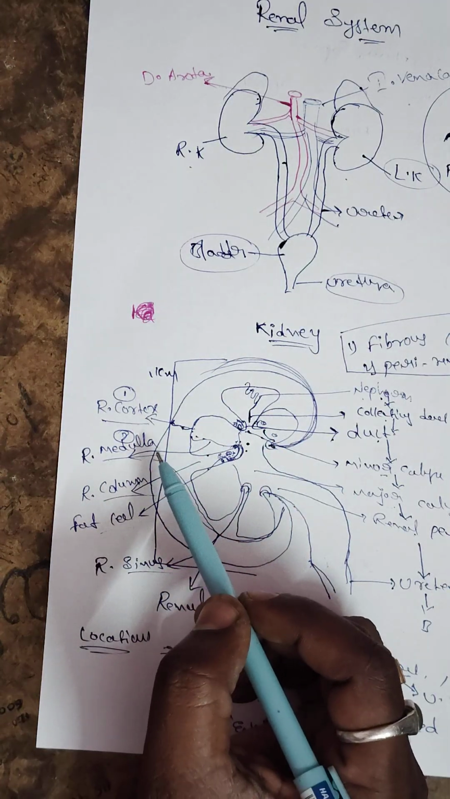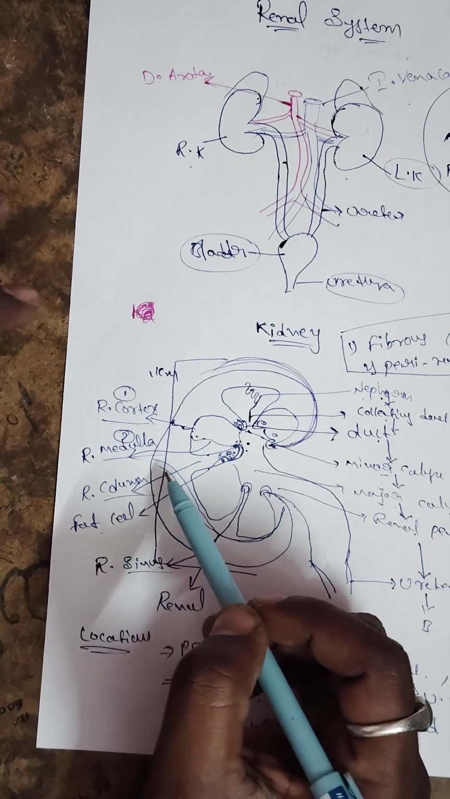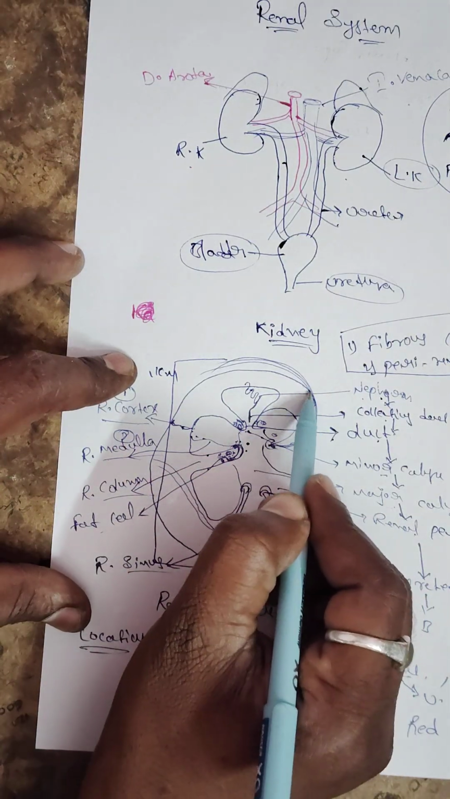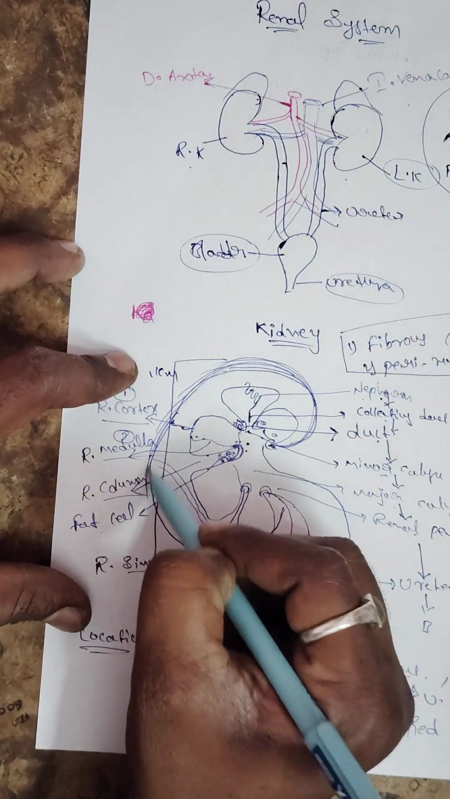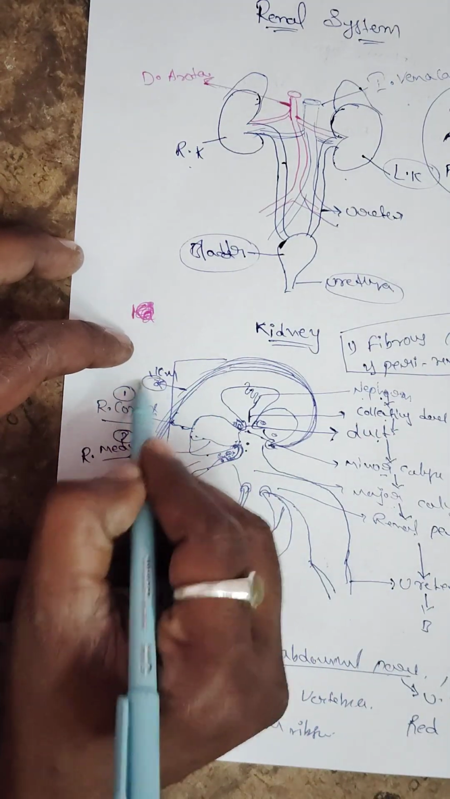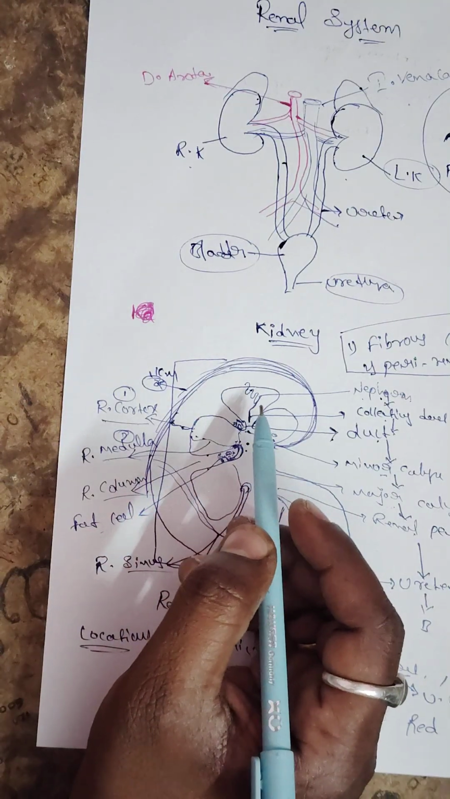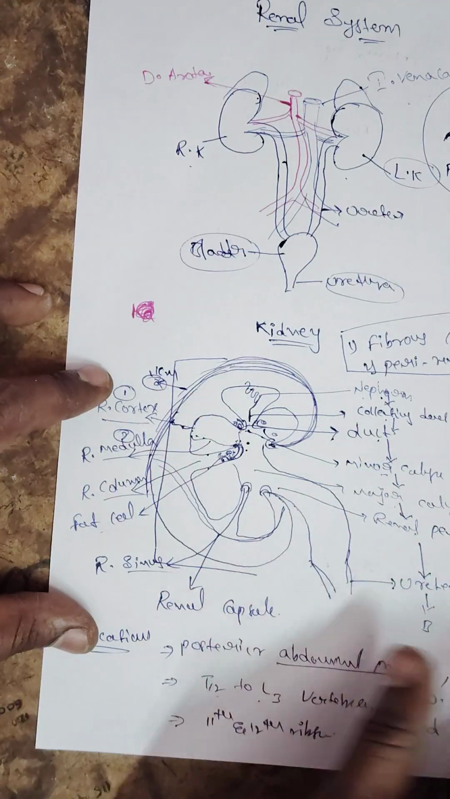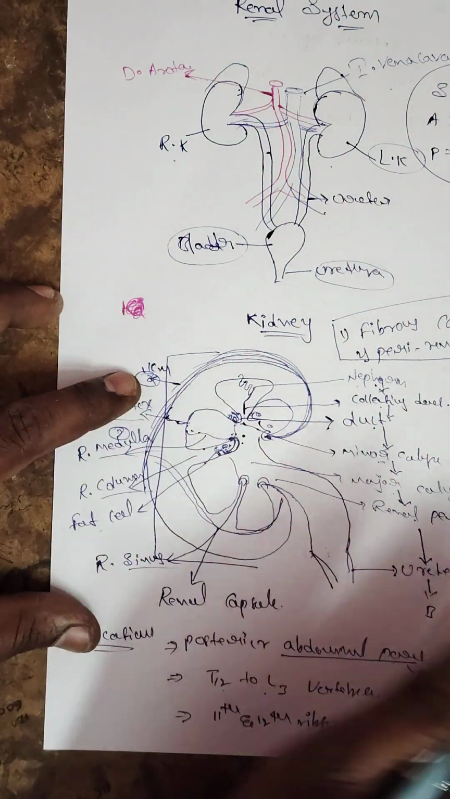One is the renal cortex, the renal medulla, and one more is the capsule. The renal capsule surrounds the kidney. This surrounding layer is the third one, the renal capsule. These three parts play a key role in our body. So first of all, we'll discuss these 3 parts.